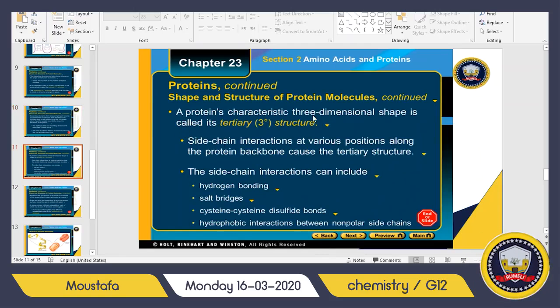A protein's characteristic three-dimensional shape is called its tertiary structure. Side chain interactions at various positions along the protein backbone cause the tertiary structure. The side chain interactions can include the hydrogen bond, which is a polar bond, the salt bridge, which is also a polar bond or polar bridge, the cysteine disulfide bond, which is a covalent bond, and hydrophobic interaction between non-polar side chains.